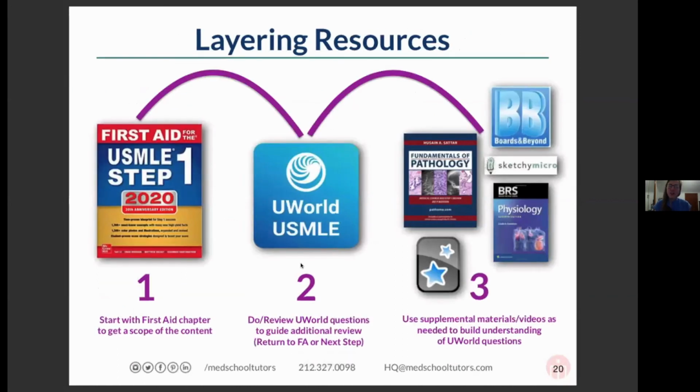And so that's kind of where we get to layering resources. First Aid is a really great intro resource, especially to get scope and to use alongside your coursework. UWorld is the main core resource that we want to be using. This is the resource where we're really going to learn to conquer the test and learn to get the most important information. And then everything else is really supplemental.